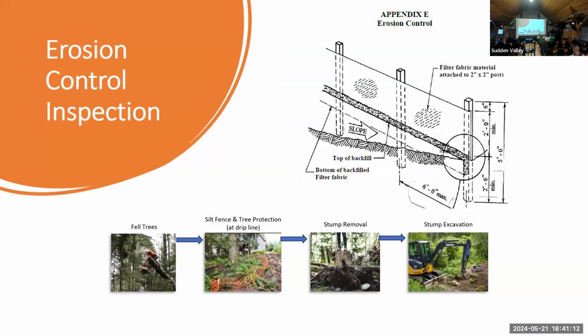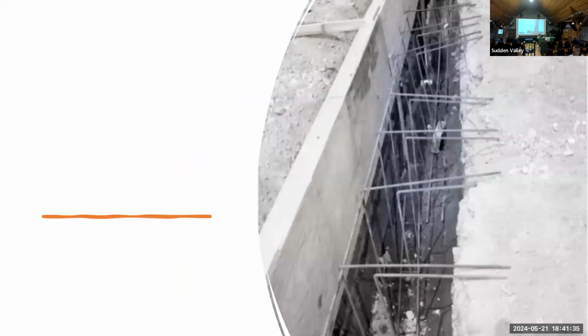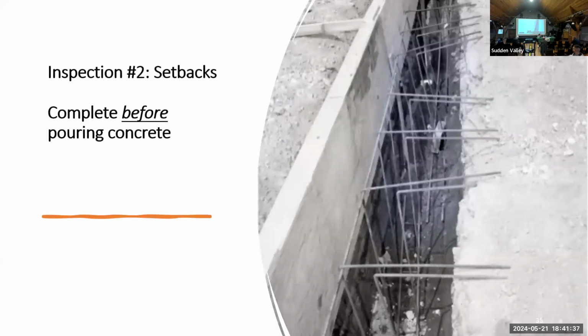So you can fell your trees, then set up your silt fence and tree protection. Currently, the tree protection is measured at the drip line. You can see some examples down here on the bottom. After that inspection's been done and passed, then you can start with your stump removal, which says stump excavation, but also your general excavation. The second inspection is for setbacks. You need to complete your setback inspection before pouring concrete.